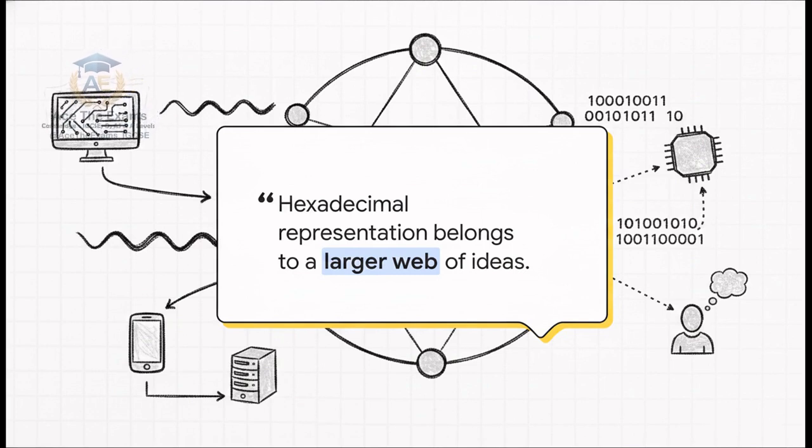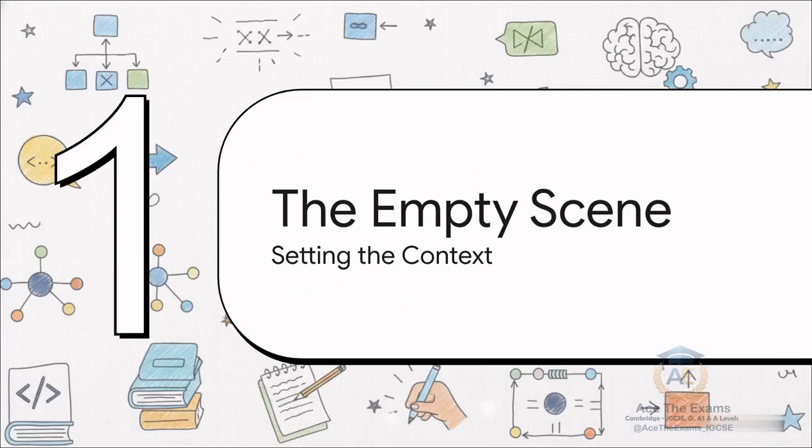Think back to Alex. When Alex dumped all those raw, unconnected facts onto the page, Alex treated hexadecimals as an isolated definition. And guess what? The examiner doesn't want a dictionary. The examiner wants to see a connected web of ideas. They want to see that you actually understand the plot. Section 1, the empty scene. Setting the context for hexadecimal representation.